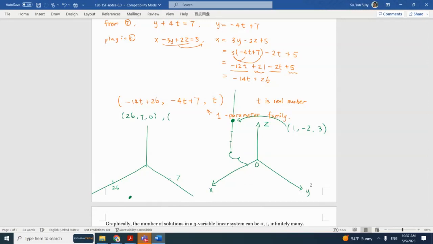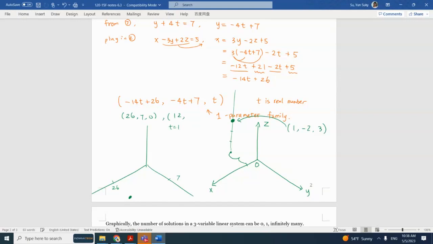Okay, when t equals to 1, what do you get? Nikema, what do you get? Then negative 14 plus 26 is 26 minus 14, 12, right? Everybody? We plug in t equals to 1. So 14 times 1 is 14. So 26 minus 14 is 12.